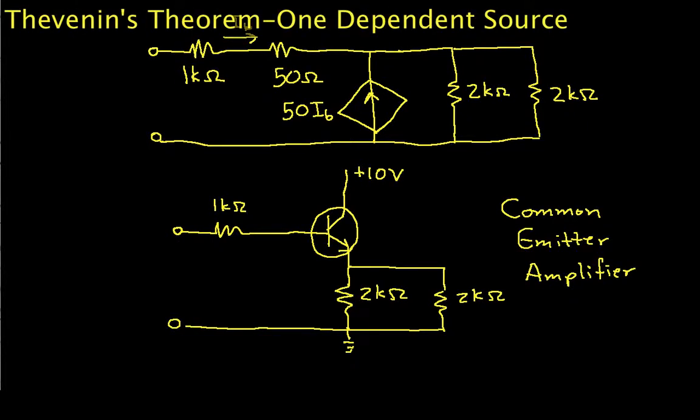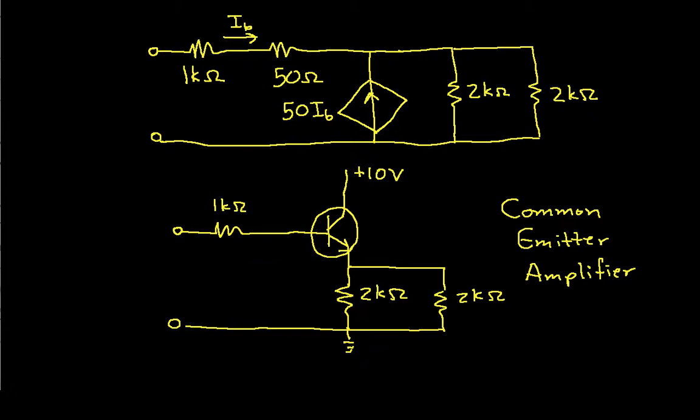Welcome to this video. In this video we will compute the Thevenin equivalent resistance, which is the Thevenin equivalent circuit, of a circuit with one dependent source. So the circuit is drawn on top. It turns out to be a small signal model for the common emitter amplifier, which is shown at the bottom. And you'll notice that we have opened up the circuit on the left.